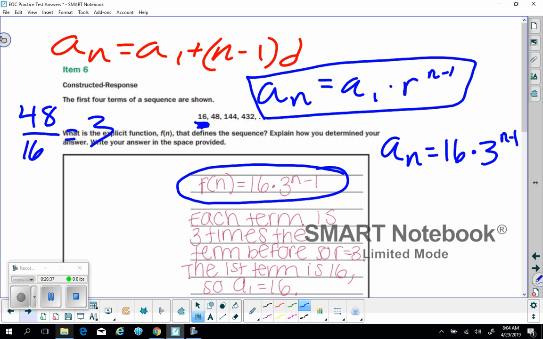Then it says explain how you determine your answer. Literally, you're going to write what we just came up with. You can say the first term was 16, so I knew that was my A1. And then each term is multiplying by 3. So R equals 3. We did it in the opposite order that she did, but it's still correct. Any questions about this explicit sequence? I'll leave it up here for a couple seconds longer.